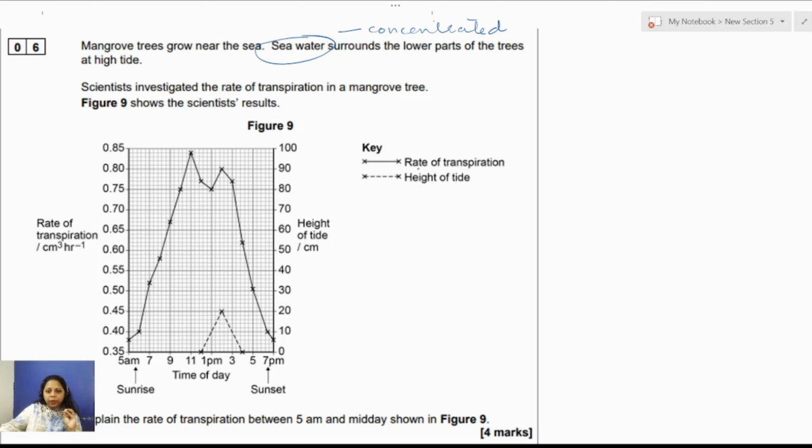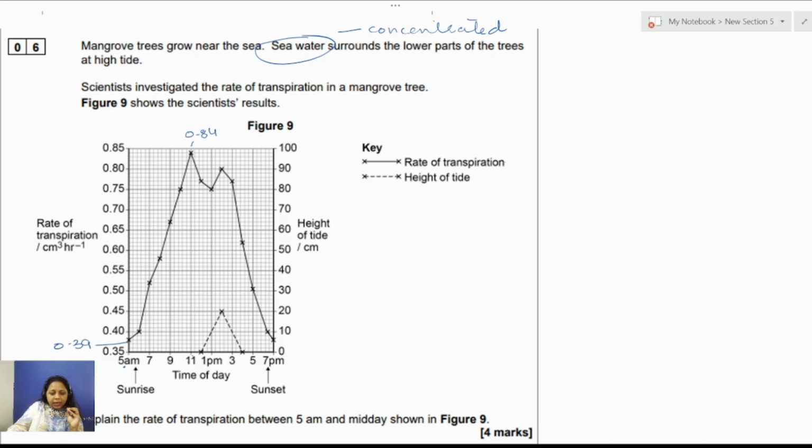First of all, the rate of transpiration is given by a solid line. The rate of transpiration is about 0.39 at 5 a.m. Then around 11 a.m. it is 0.84, let's say, and this one is the maximum.